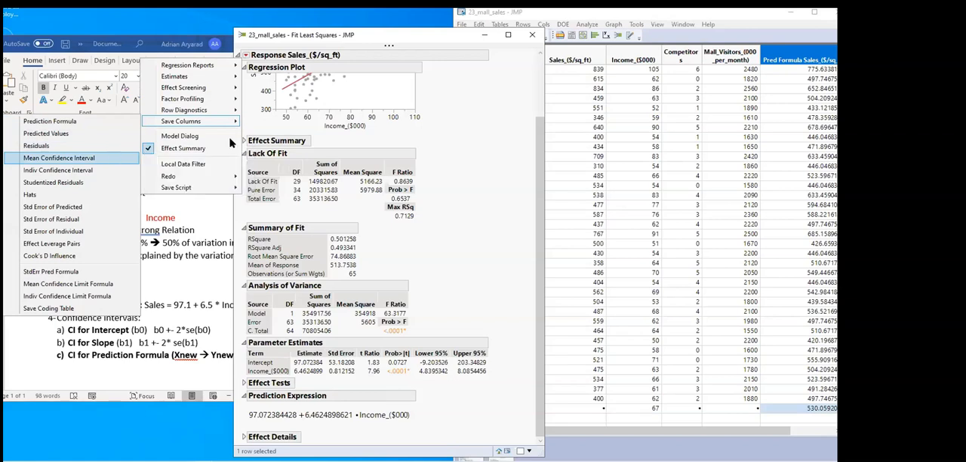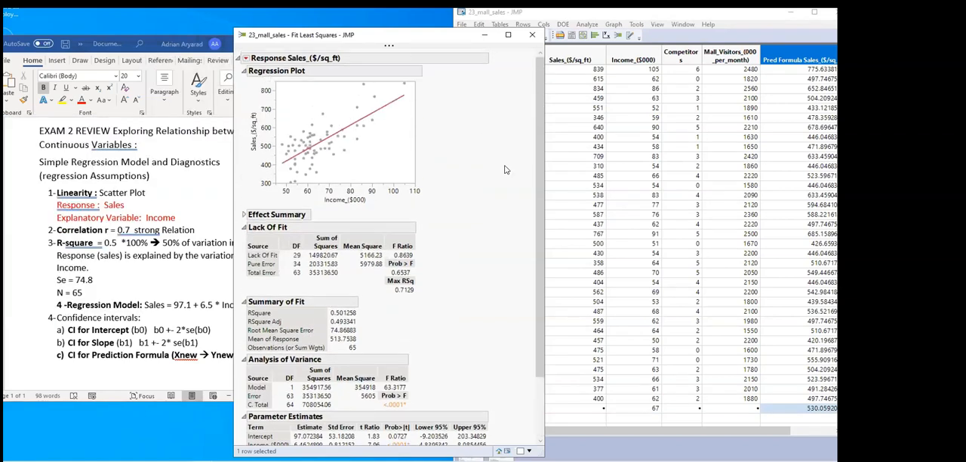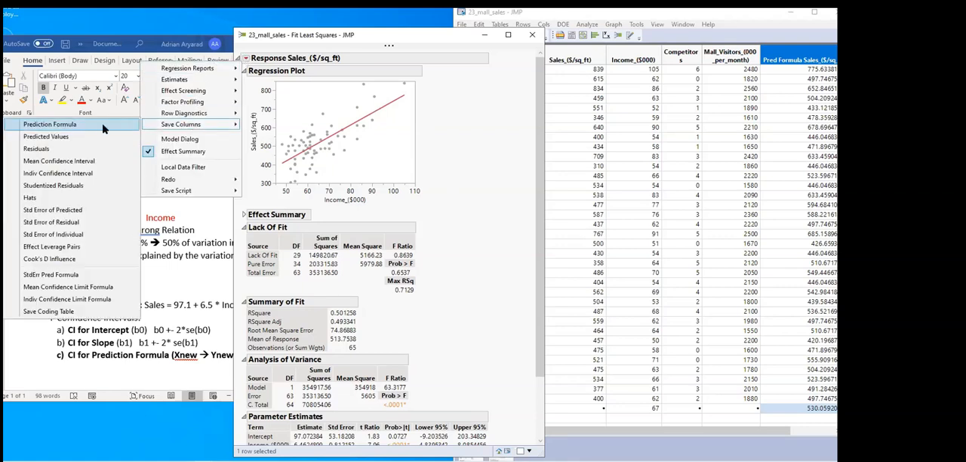There are other things we can actually check here. So you can also add the... Can you say that again, Professor, how you did that? Yeah, sure. Give me 1 second. So we go here, save columns, prediction formula.